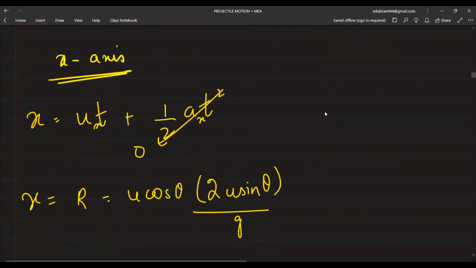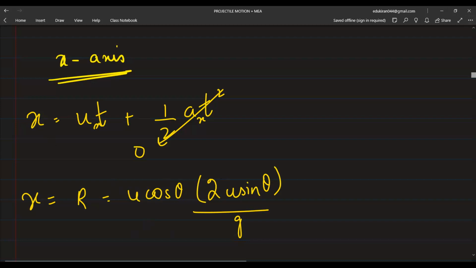So see, if we start with x-axis, x is equal to ut plus half at square. Since we are talking everything about x-axis, we'll write x everywhere, like ux, ax. Now, you know acceleration along x-axis is 0. So this becomes 0. So what are we left with now? See, what is the displacement along x-axis? It is R itself, right? That is now what we are studying, the horizontal distance along the x-axis. So R is equal to ux t, that is u cos theta, and time we have already found that it is 2u sin theta by g.